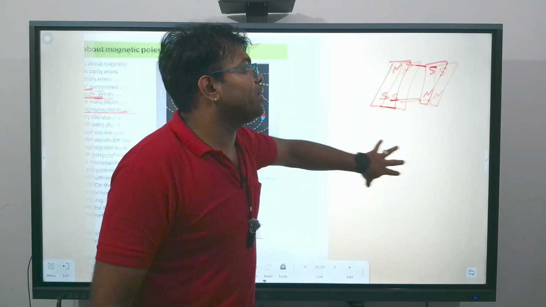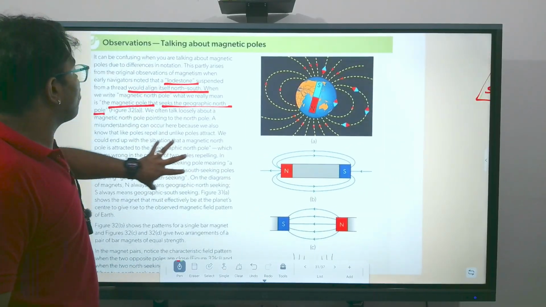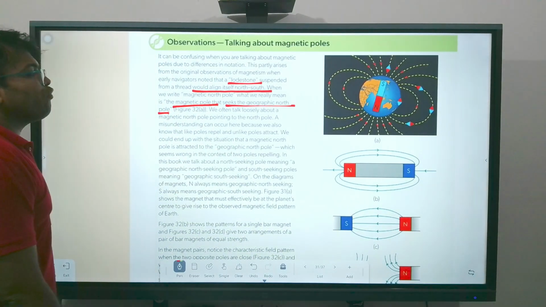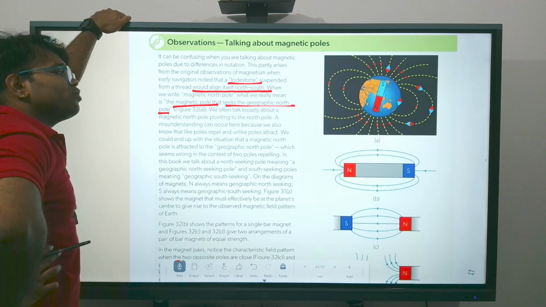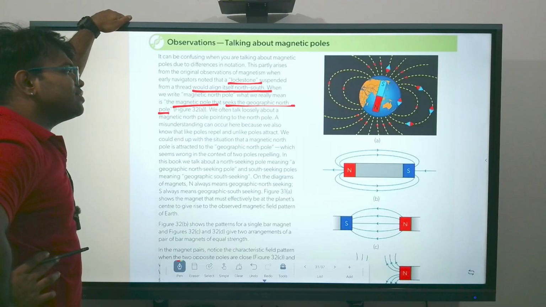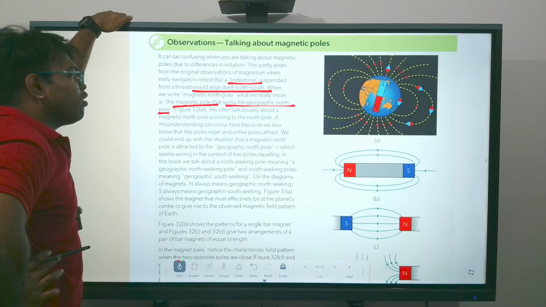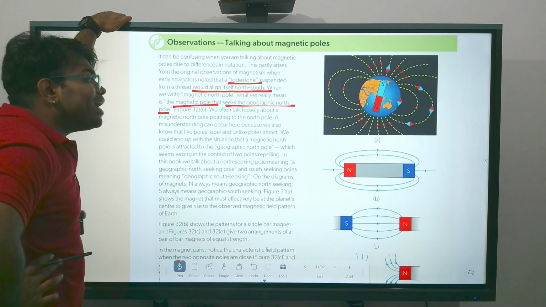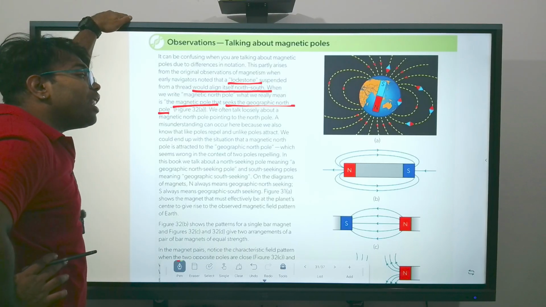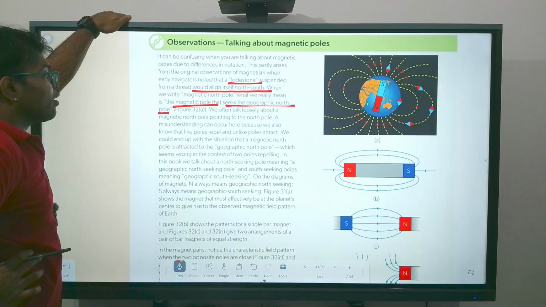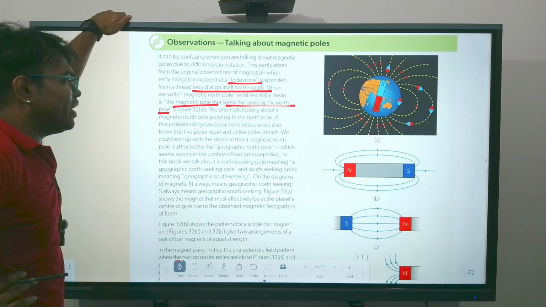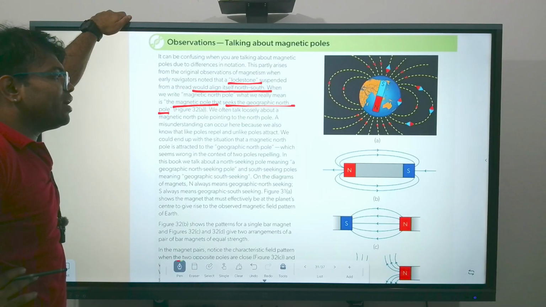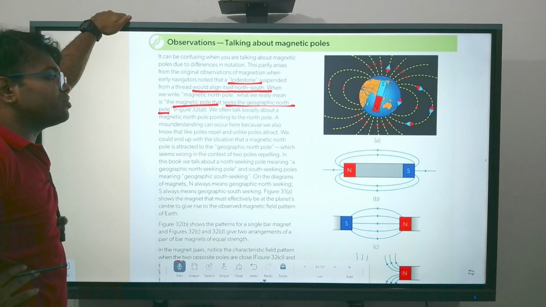Okay, that is what's happening here. Now, we often talk loosely about a magnetic North Pole pointing to the North Pole. A misunderstanding can occur here because we also know that like poles repel each other and unlike poles attract each other. We could end up with the situation that a magnetic North Pole is attracted to the geographical North Pole, which seems wrong in context of the two poles repelling.